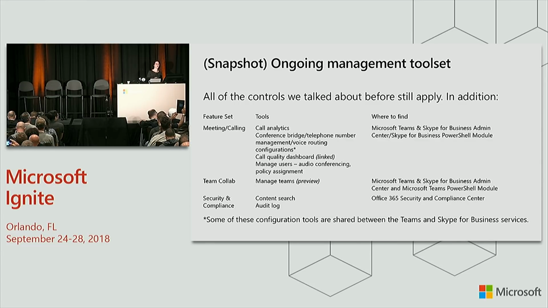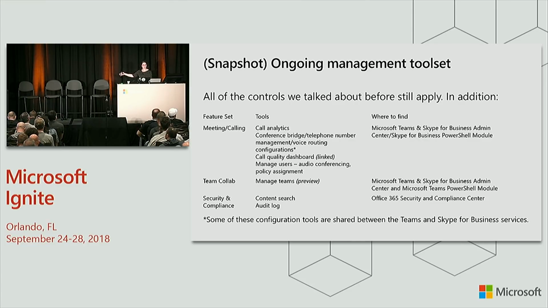So as I talked about, the call analytics tool, which you can use for troubleshooting poor call quality. Some of this ongoing telephony management, so setting up conference bridges, doing telephone number assignment. There's a link to the call quality dashboard from the Microsoft Teams and Skype for Business Admin Center. And one of the things that I'm most excited about, this piece that we have in preview right now called Manage Teams, which is the page that you're going to go to in the admin portal to manage the teams themselves. And then in addition, we talked about security and compliance scenarios.